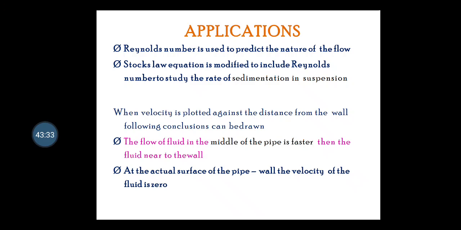We have already discussed this in the chapter of suspension. In this study, the rate of sedimentation of the particles must not be too rapid to create turbulence. So the type of flow, whether laminar or turbulent, is important. Accordingly, the Stokes equation is modified to include the Reynolds number. The rate of heat transferred in the liquid also depends on the flow, whether viscous or turbulent. So this is all about some application part.